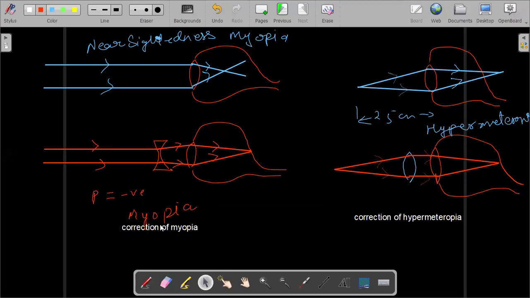Got it? Correction of myopia, correction of hypermetropia. Understood both of it? Yes, sir. Now we'll see some questions based on this. Our basic idea today is just to see some questions based on myopia and hypermetropia.